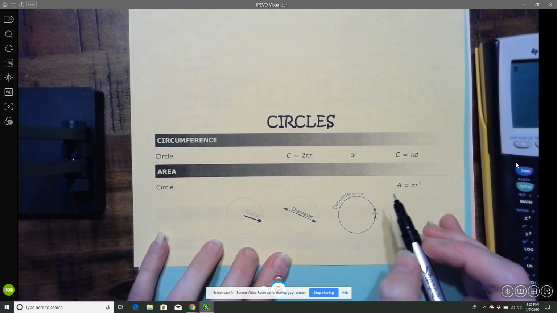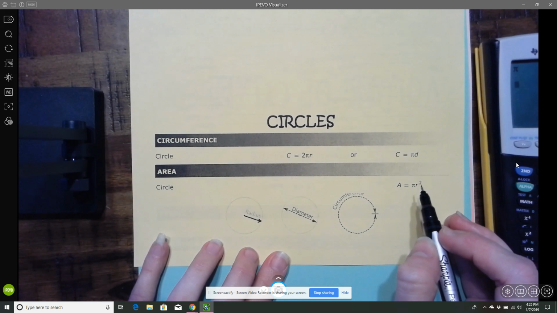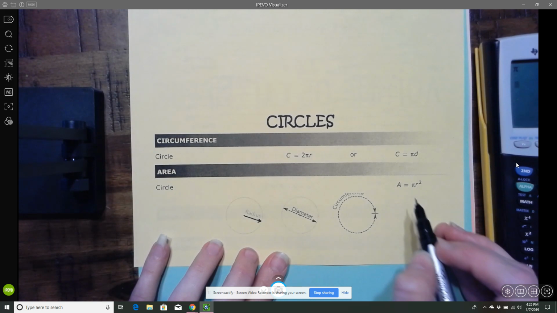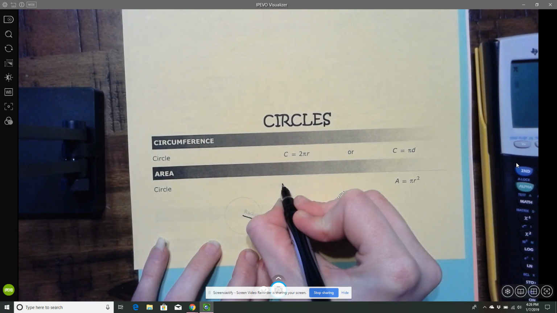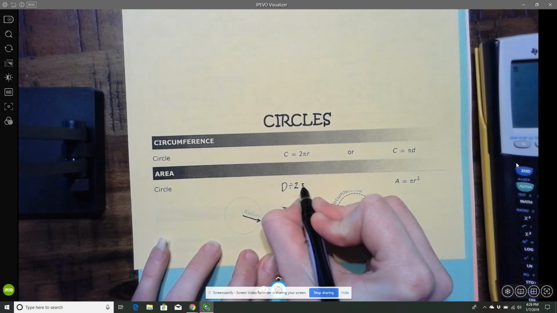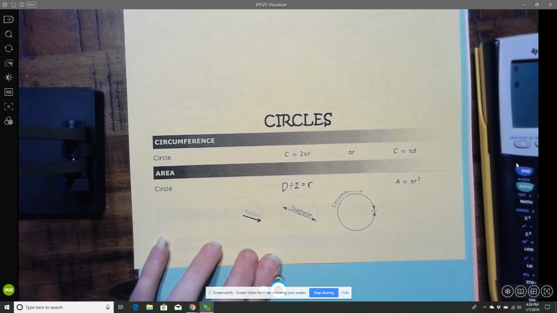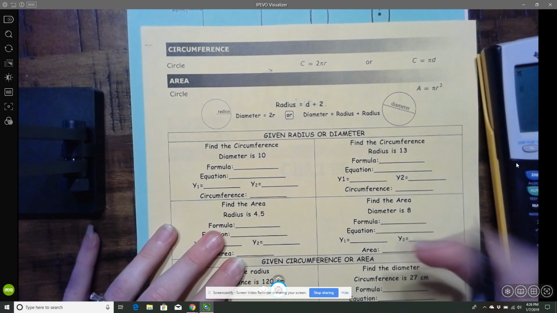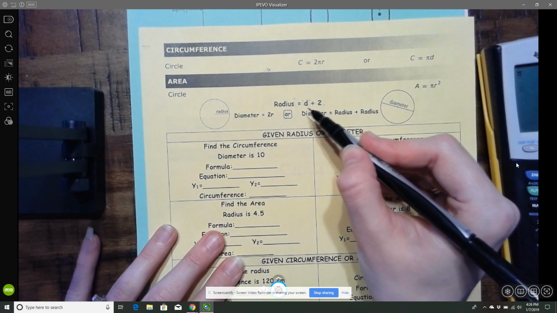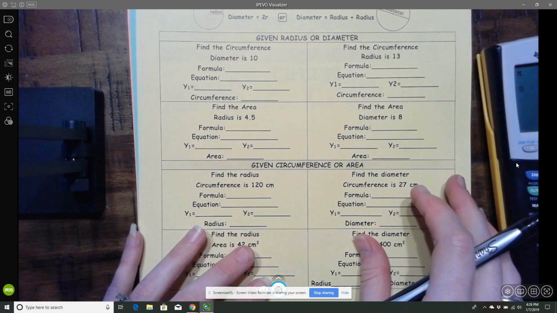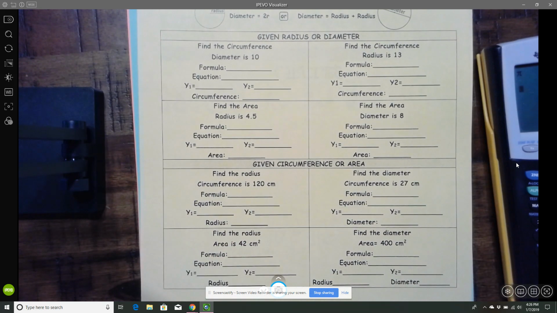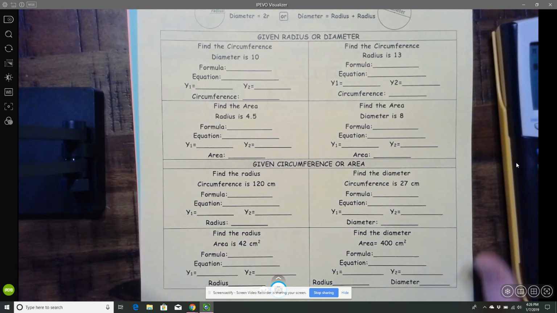And then if you're going to find area, area is going to be pi r squared, and it has to be radius in this case. So if they give you the diameter, what you do to find radius is you divide it by 2, and that will give you the radius. All right, so those formulas again are here on the inside for you. Radius equals the diameter divided by 2. And so we can create equations to do this, and you can solve equations with your calculator using y equals.